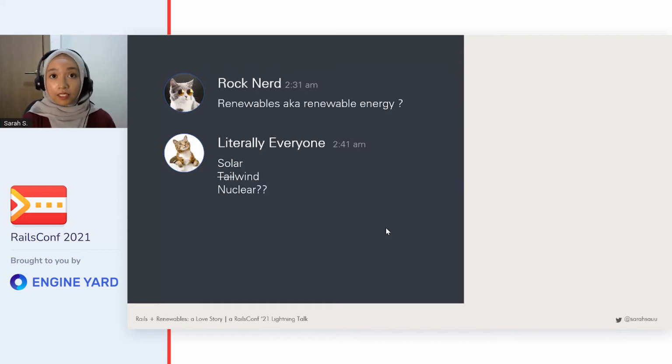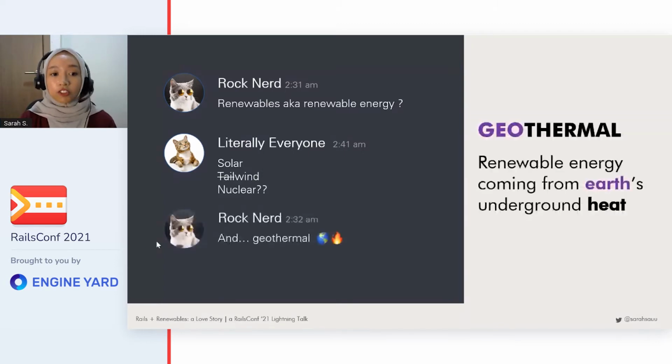But did you know that there is another type of renewable energy that's called geothermal? Geo means earth and thermal means heat. So it's a type of renewable energy that's coming from the earth's underground heat. And I'm really passionate about this. In fact, that was the reason why I got into geology in the first place, because it has so much potential.